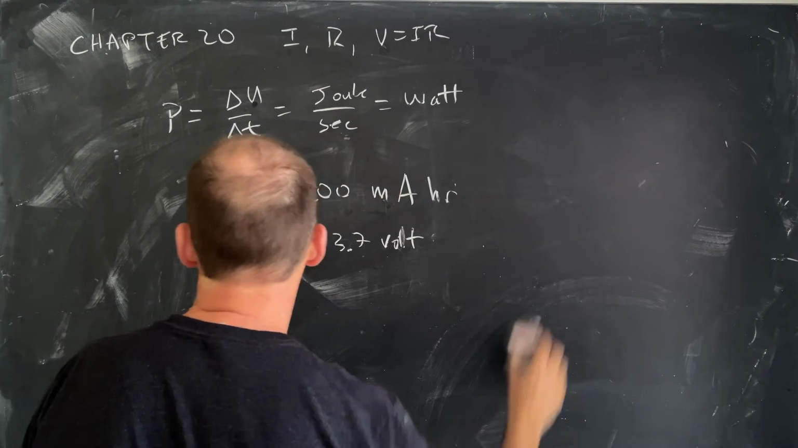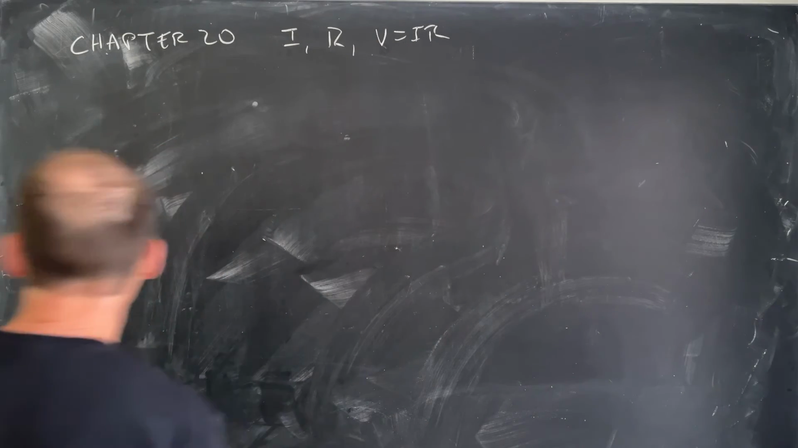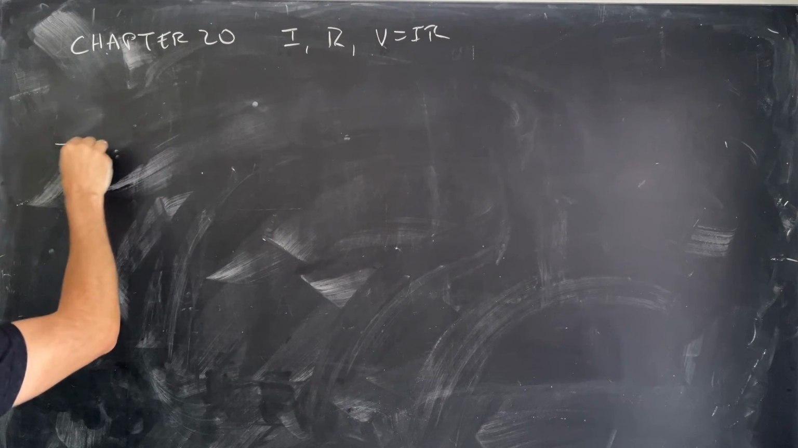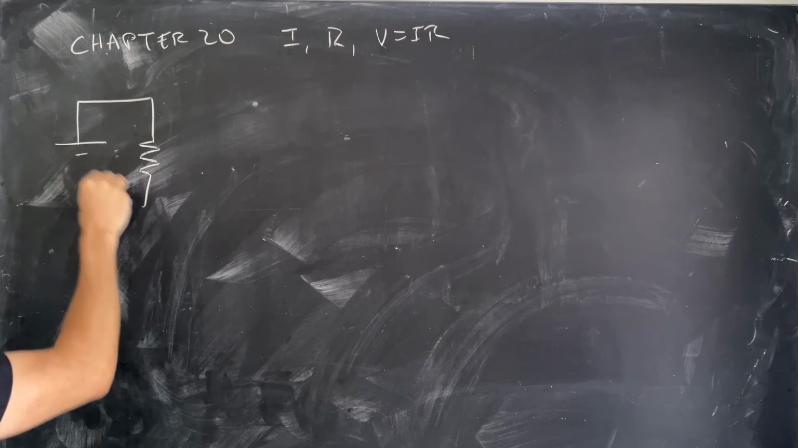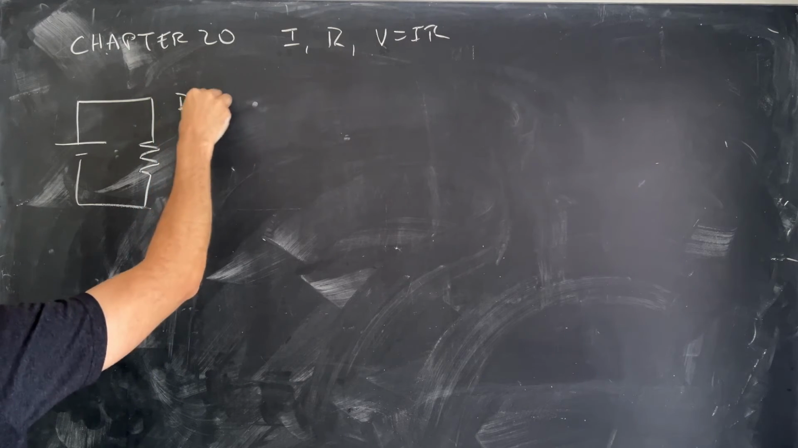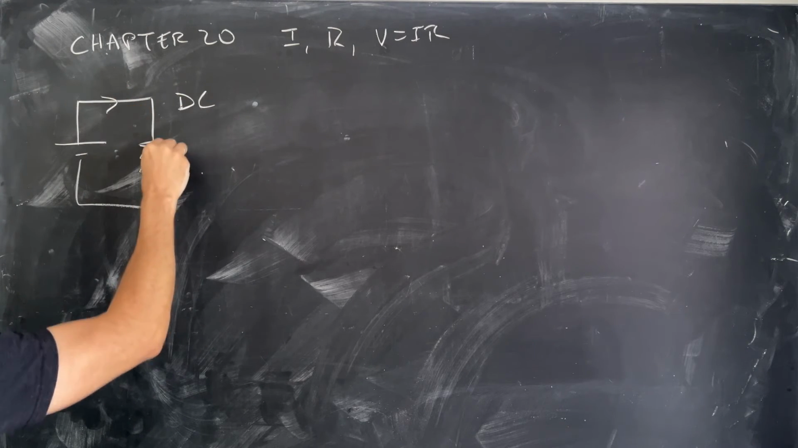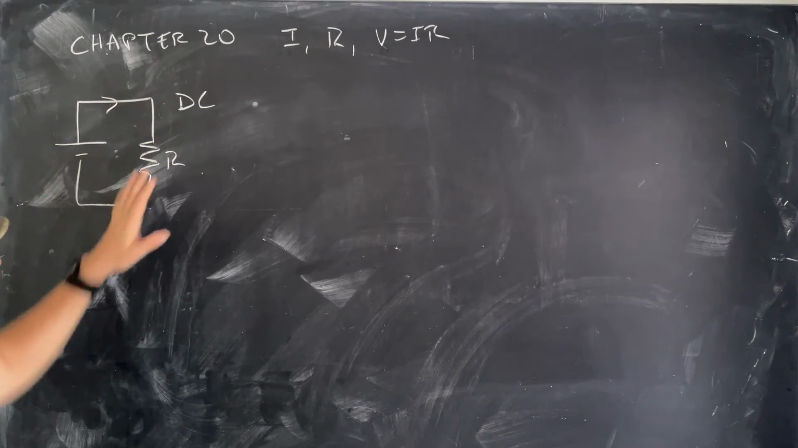Alternating circuits. So we have this. I was going to bring a demo, but I didn't. This is a DC circuit. Direct current. It means that current flows this way, and that's it.